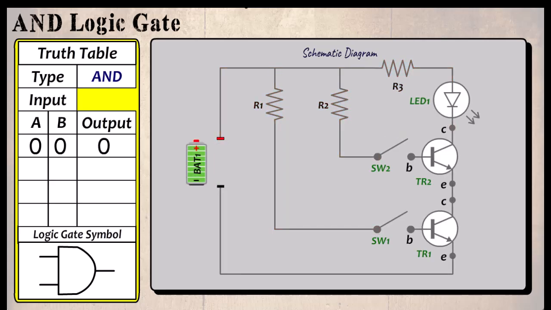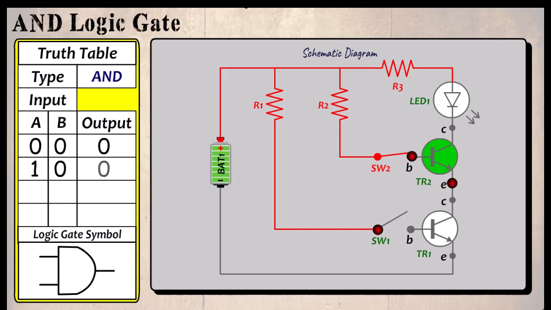Let's reset the circuit and this time close SW2. As before, the current travels through R1 to TR1, but since the switch is open, TR1 is not made conductive. The current continues through R2 to SW2 and turns TR2 into a conductive state, allowing current to pass through the transistor from the collector to the emitter. But as TR1 is still off, the circuit cannot be completed and the LED remains off. So when the input is 1 and 0, the output is 0.